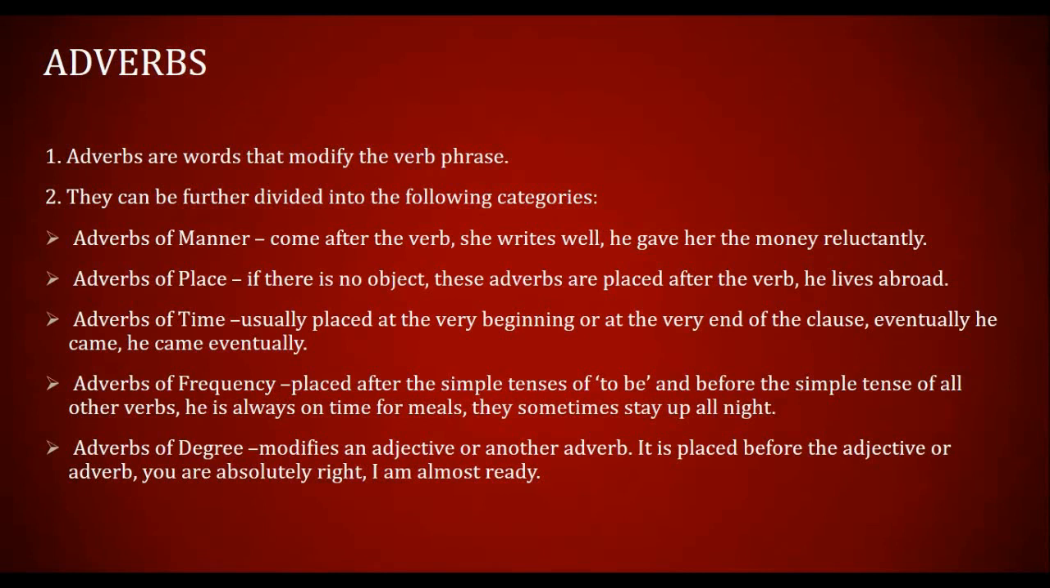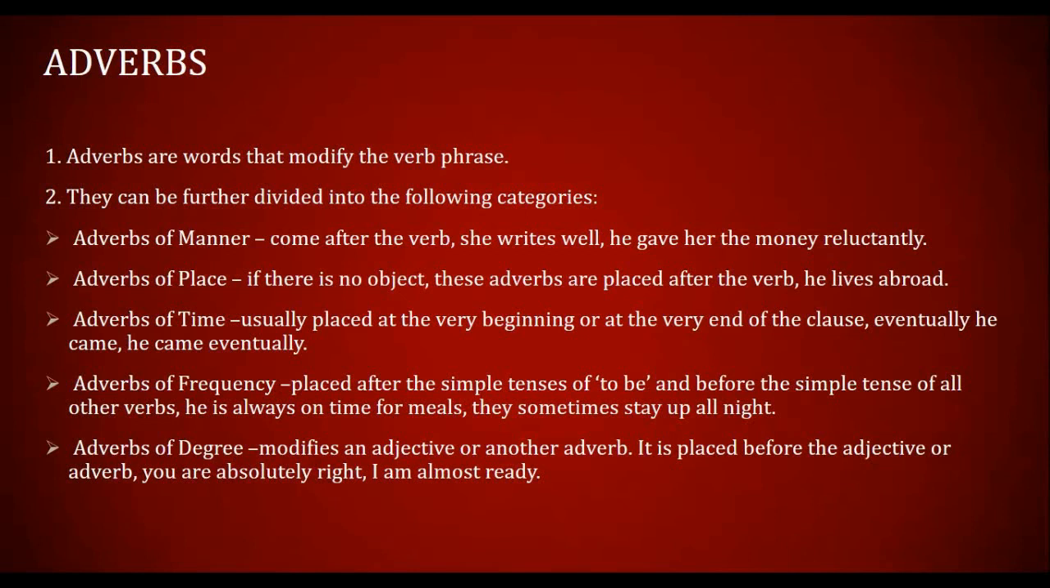Okay. Now adverbs of place, if there is no object, these adverbs are placed after the verb. For example, he lives abroad. Now lives is the verb and abroad is the adverb. Or he lives nearby, right? So lives again is a verb and nearby is an adverb. So it's an adverb of place.